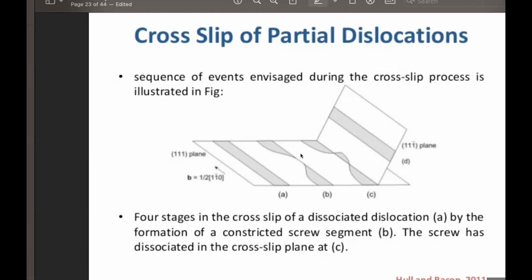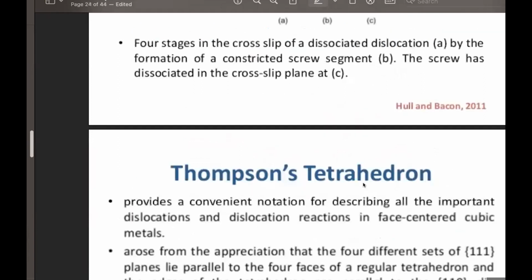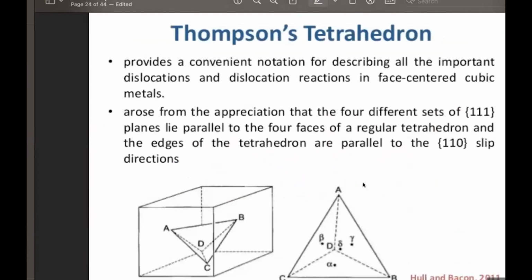Formation of screw part, we have screw part here, and don't forget, edge dislocation cannot cross slip. Only screw dislocation can cross slip, and this screw part goes to the other plane again, decomposed into two parts. Thompson tetrahedron. This is very, very important.